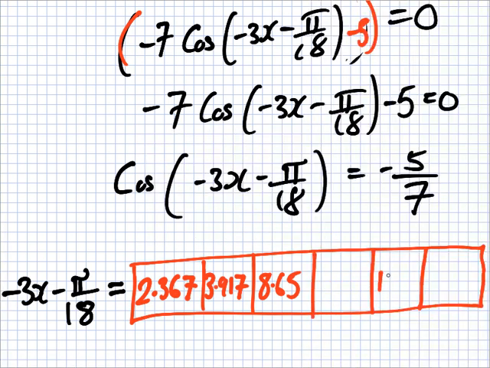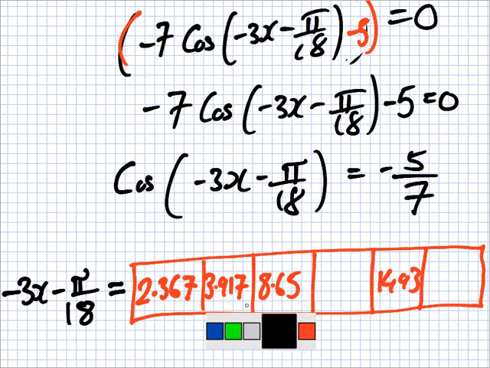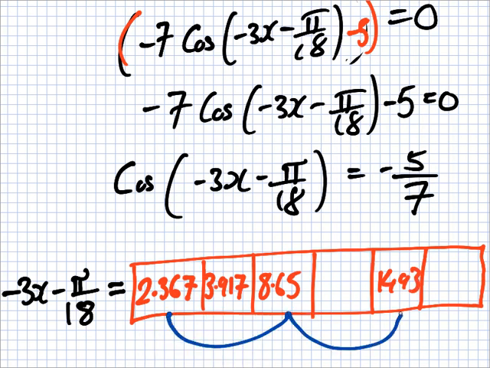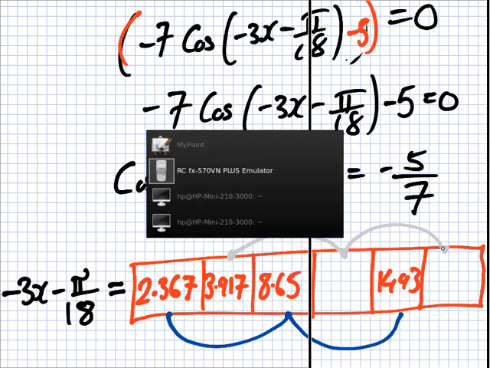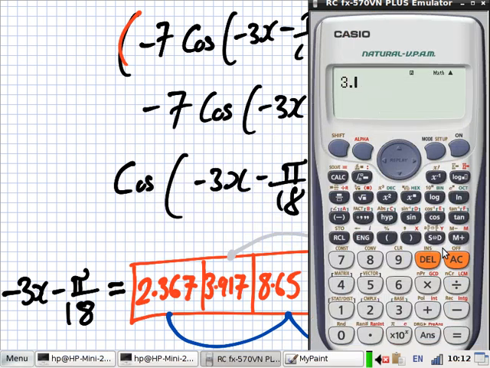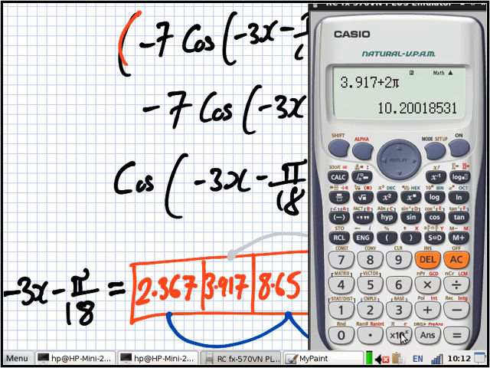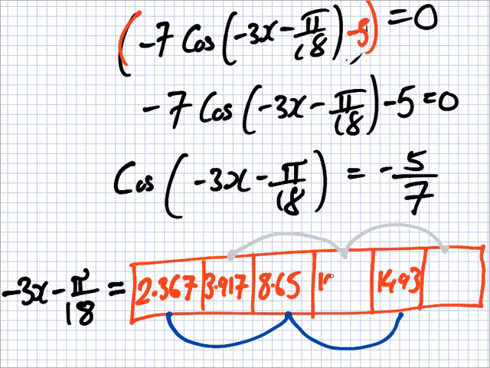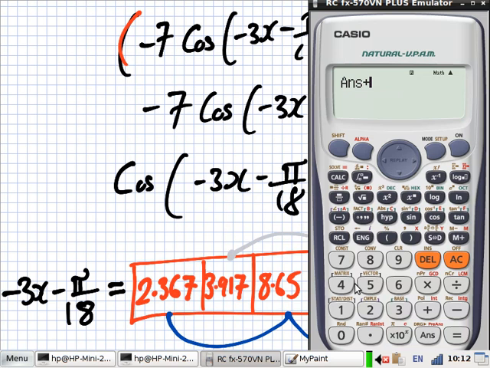14.93. I just left a little space there because I add 2 pi to get this and I add 2 pi to get this. And then I'll start here, I'll add 2 pi to get that one and add 2 pi to get that one. So 3.917 plus 2 pi, 10.2 radians, and then plus another 2 pi, 16.48.